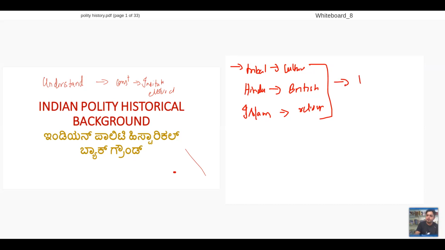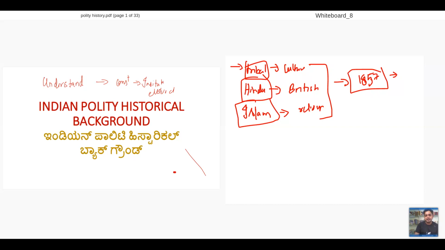This is what led to the 1857 war also. So they did a mistake there. By involving themselves in Indian activities, by criticizing tribal culture, Hindu culture, Islam culture, and Indian culture as a whole, that put a completely devastating effect on Britishers. Suddenly, Britishers realized, no, I should not do this.